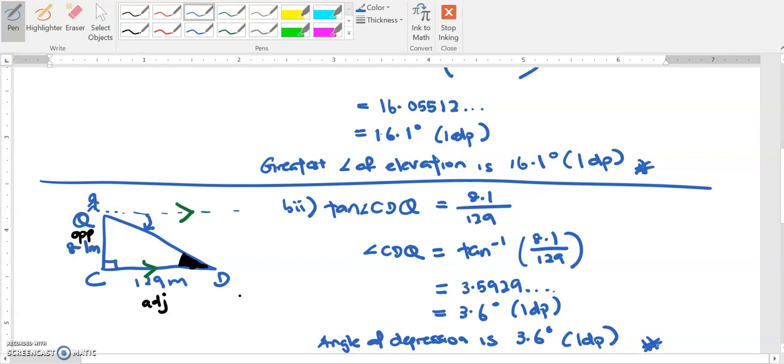Alright, there you go. A complete question involving various trigonometric ratio, Pythagoras theorem, as well as the two angles, angle of elevation and angle of depression.